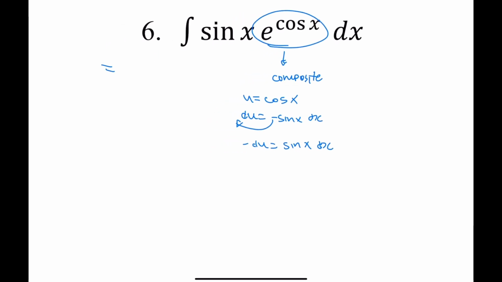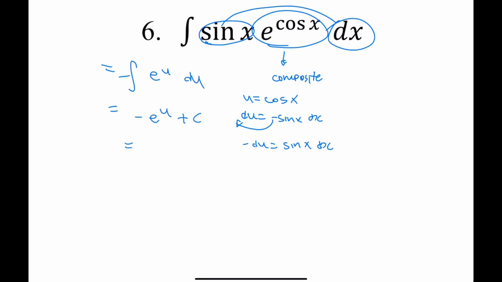So e to the cosine x becomes the integral of e to the u, and then this thing will be negative du. That means that we get just negative e to the u, plus c, except that we know it's negative e to the cosine x plus c.